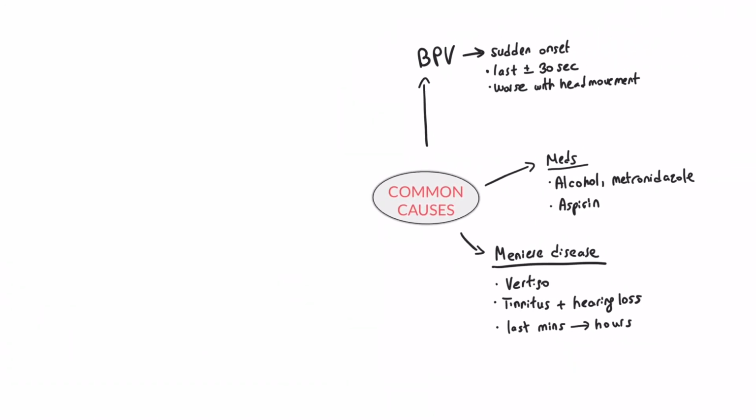Another common cause of vertigo is viral labyrinthitis. Sorry, my writing today is awful. This often happens after an upper respiratory infection, so I'll just say after upper respiratory tract infection. So it's very common to have this.